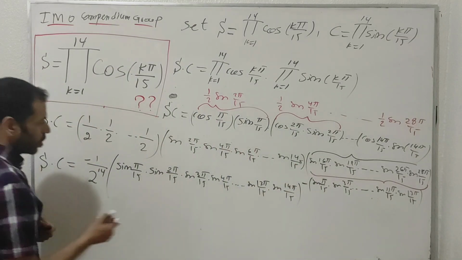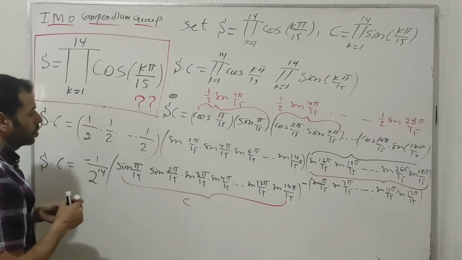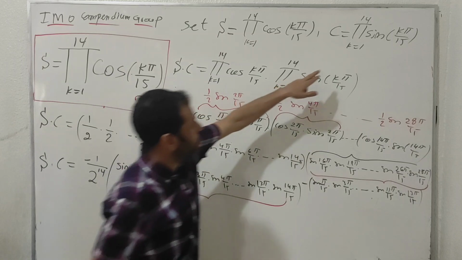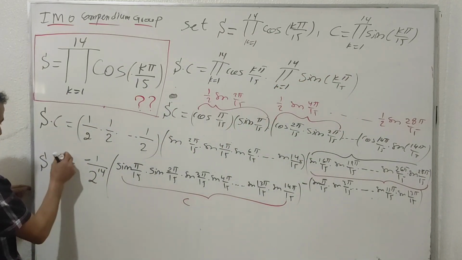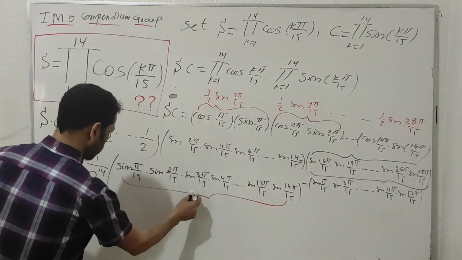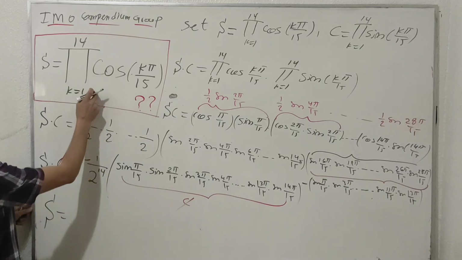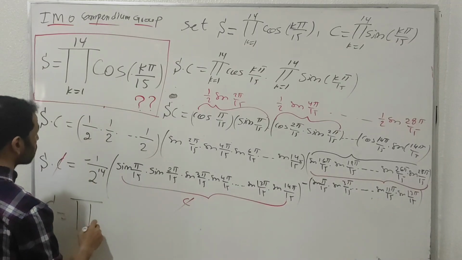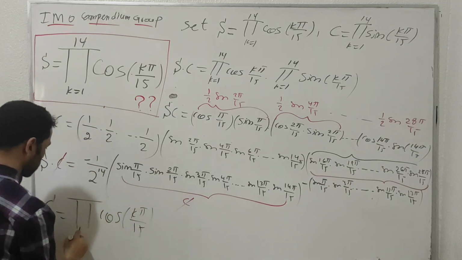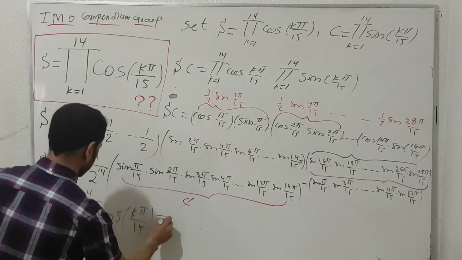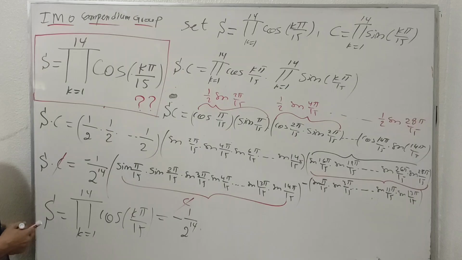Now if you take a look carefully here, this term is a C term, because C term is the same as this one. Which means I'm going to cancel out C from left and right. Then finally I'll get S, which is the product of cosine of k pi over 15, as k goes from 1 to 14, equals minus 1 over 2 to the 14. Okay, like this. So I have done with this problem.